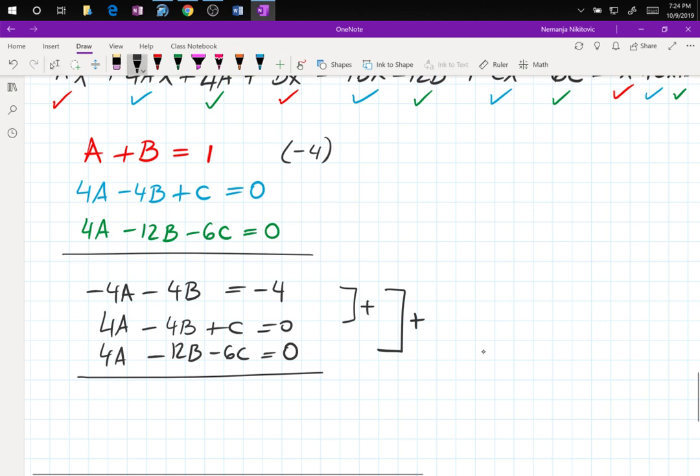So that's going to give me -8b plus c equals -4 when I add the first two equations. And when I add the first and the third equation, a is canceled. -16b minus 6c is equal to 0. No, lies, -4.